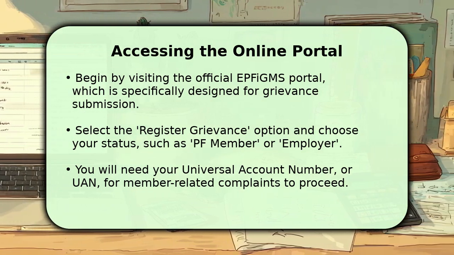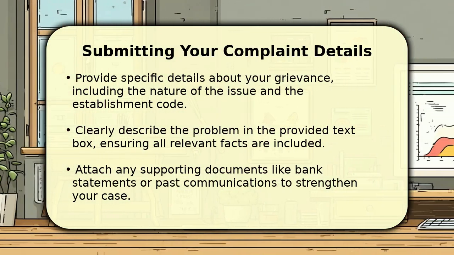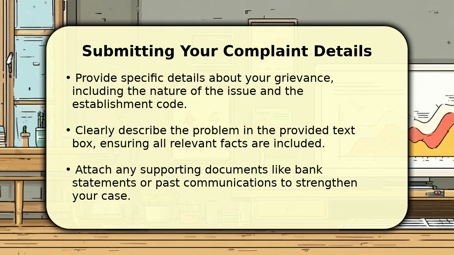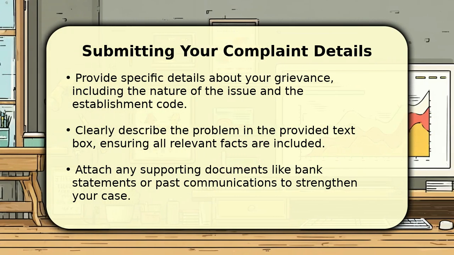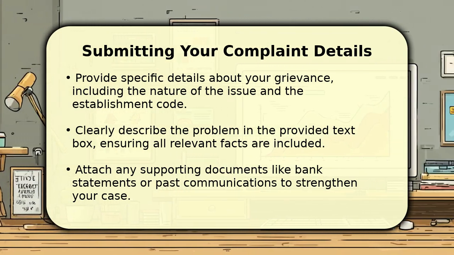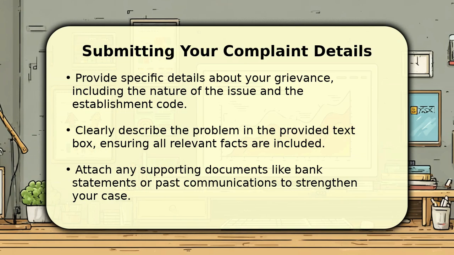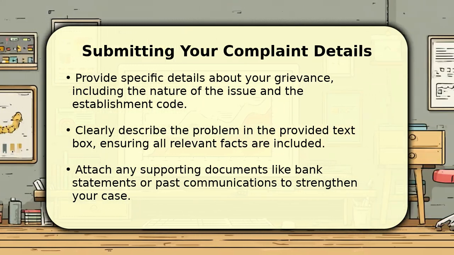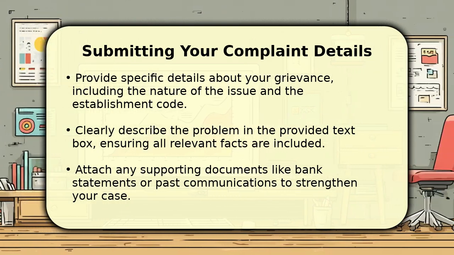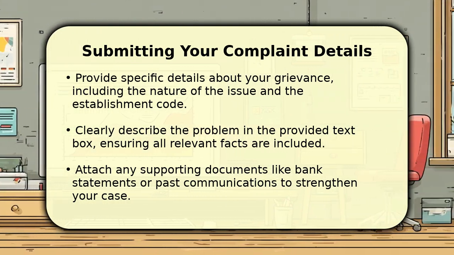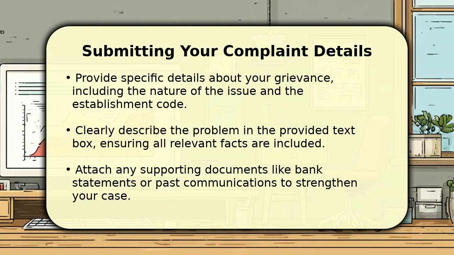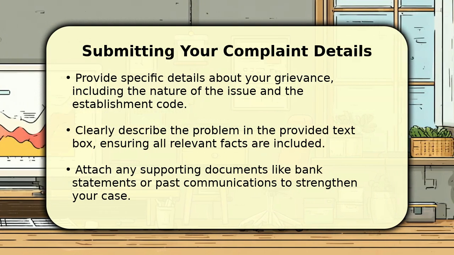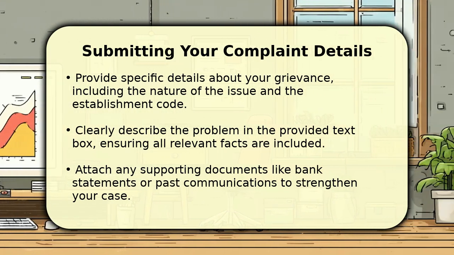complaint details. After selecting your status, you'll be prompted to input detailed information about your grievance. Be precise in describing the issue, providing your establishment code, and clearly outlining the problem in the designated text field. A well-articulated complaint significantly aids in a faster resolution. Remember to upload any supporting documents you have, such as your pay slips, bank statements, or previous correspondence, as these provide crucial evidence and context for your claim, helping to expedite the entire process.